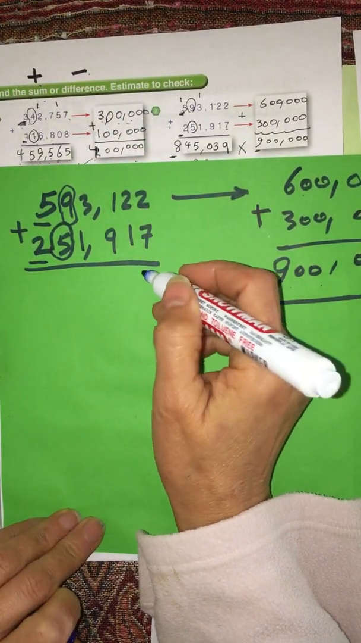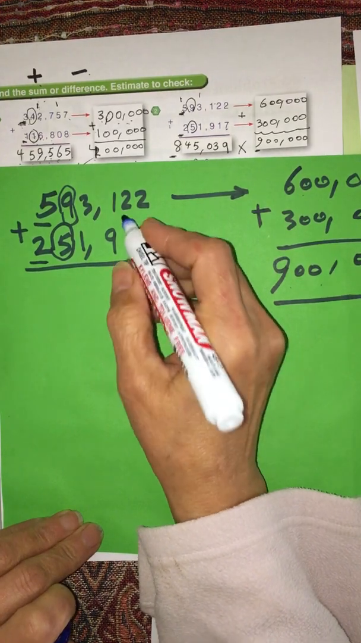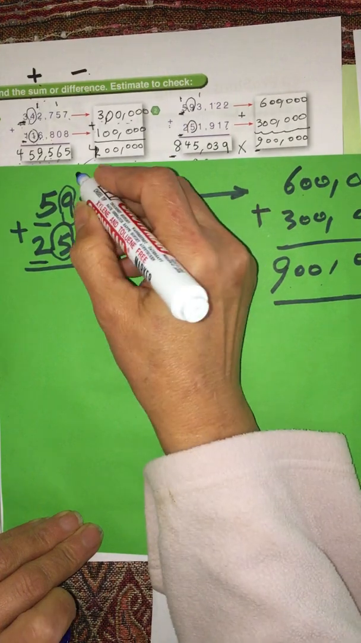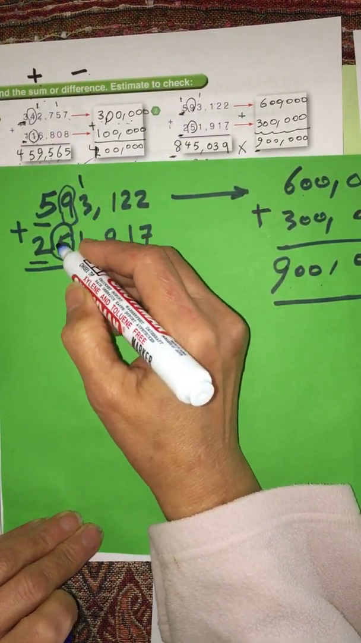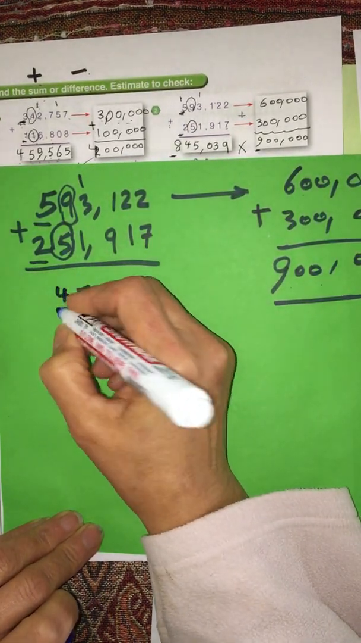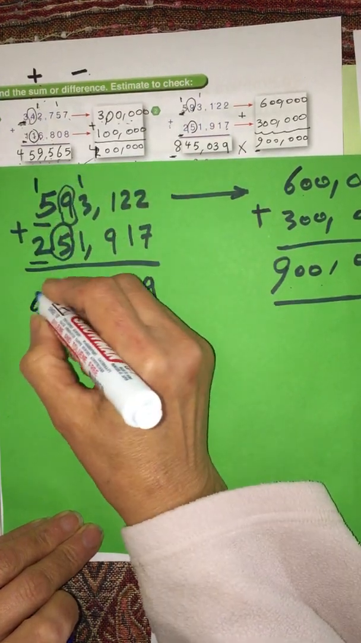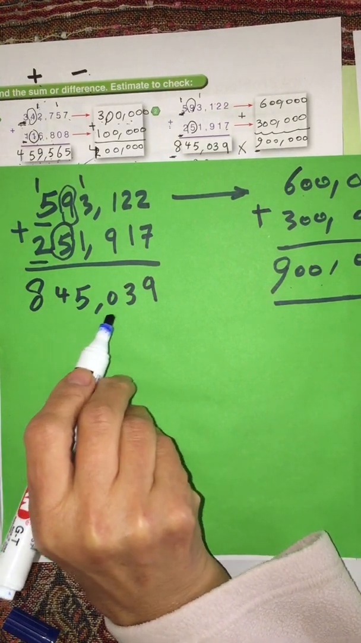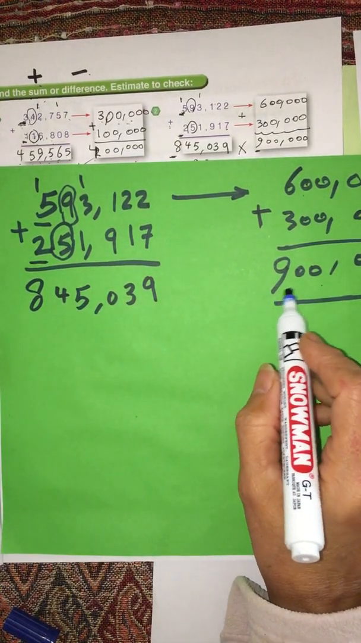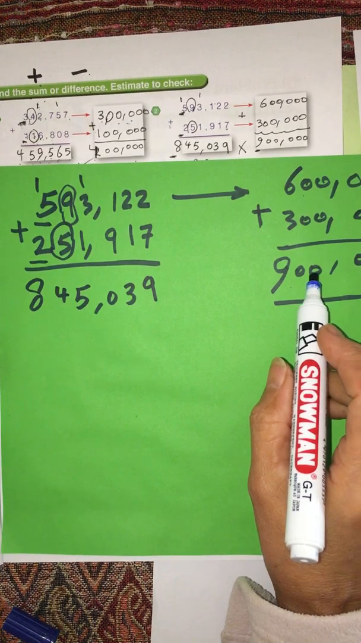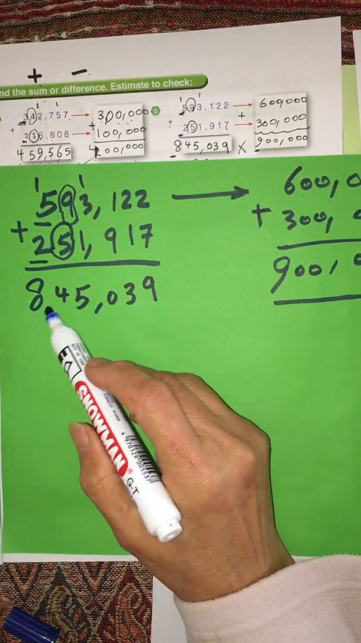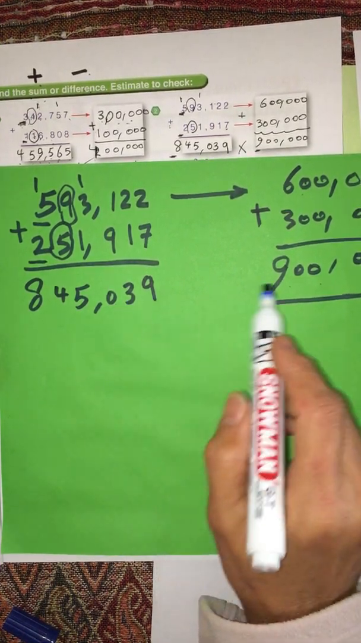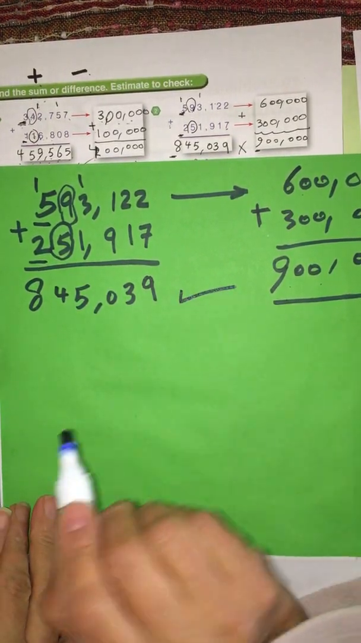Let's see this one. 2 plus 7, it is what? 9. 2 plus 1, 3. 1 plus 9, 10. 0, 1 up. 5. 9 plus 5, 14. 7, 8. Okay, look at the answer. It is 845,039. And here the answer is 900,000. It's very close. يعني about 50, and you will get the same answer. So the answer is reasonable.